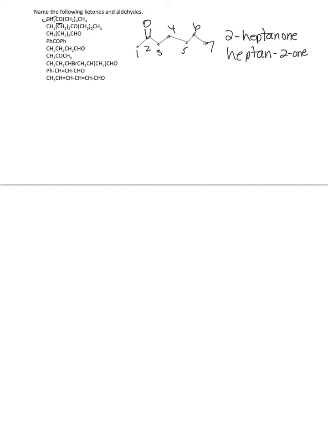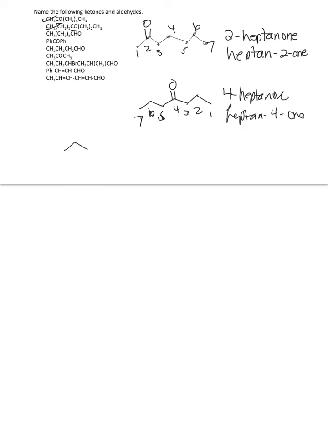Okay, so the next one is 7 carbons. 1, 2, 3, 4, 5, 6, 7. And we have a ketone on 1, 2, 3, 4. Here's our ketone. And then 1, 2, 3. So 1, 2, 3, 4, 5, 6, 7. So now this is 4-heptanone, or heptan-4-one.